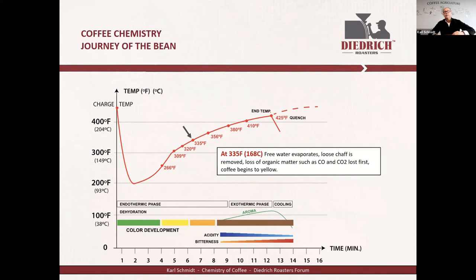We're going on to 335. Free water evaporates. Loose chaff is coming off. The loss of organic matter, such as carbon monoxide and carbon dioxide, is lost first, and the coffee begins to yellow.